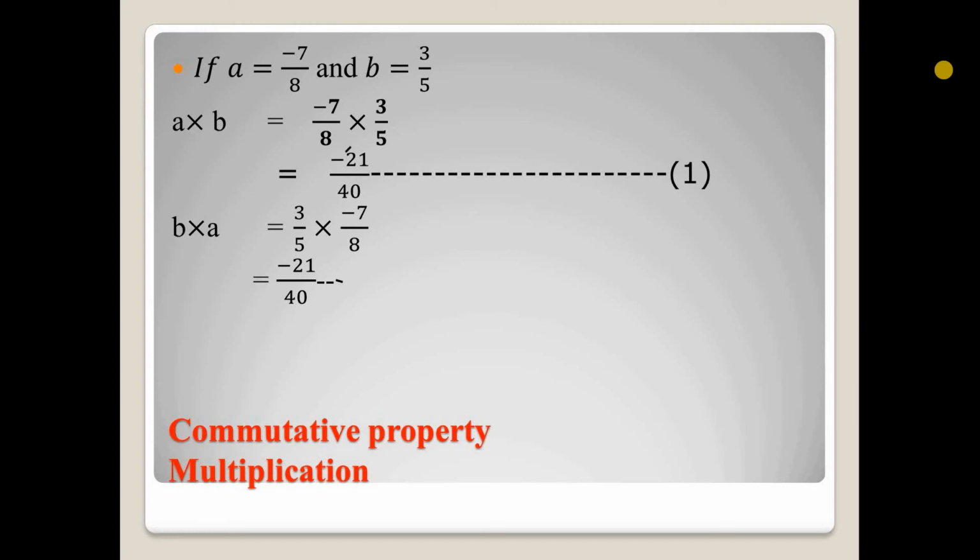So see the first equation and the second equation. Both are same. Minus 21 by 40. So from this we can write from 1 and 2, A into B equal to B into A. So the commutative property is true for the multiplication also.